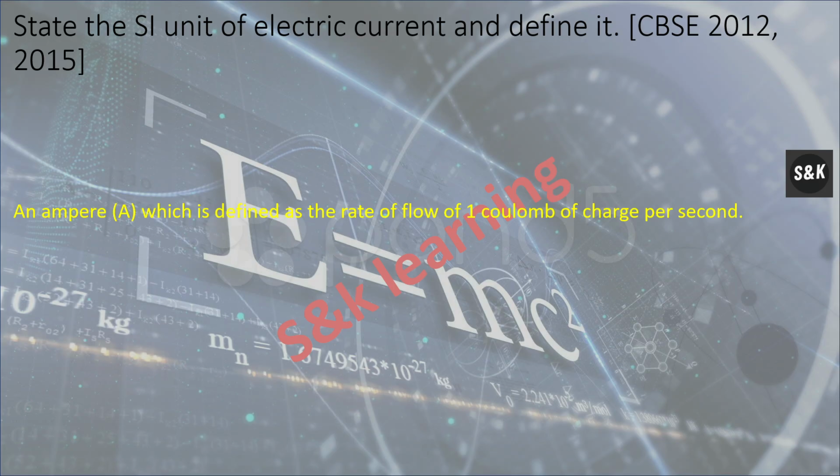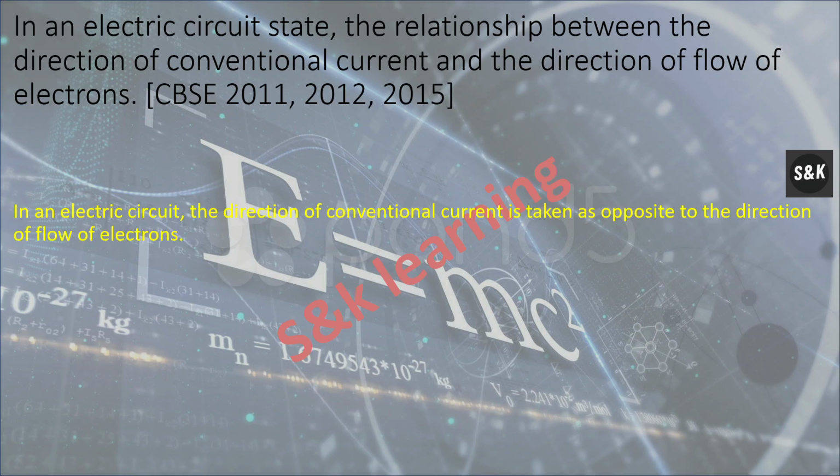State the SI unit of electric current and define it. An ampere is defined as the rate of flow of 1 coulomb of charge per second. In an electric circuit, state the relationship between the direction of conventional current and the direction of flow of electrons. In an electric circuit, the direction of conventional current is taken as opposite to the direction of flow of electrons.